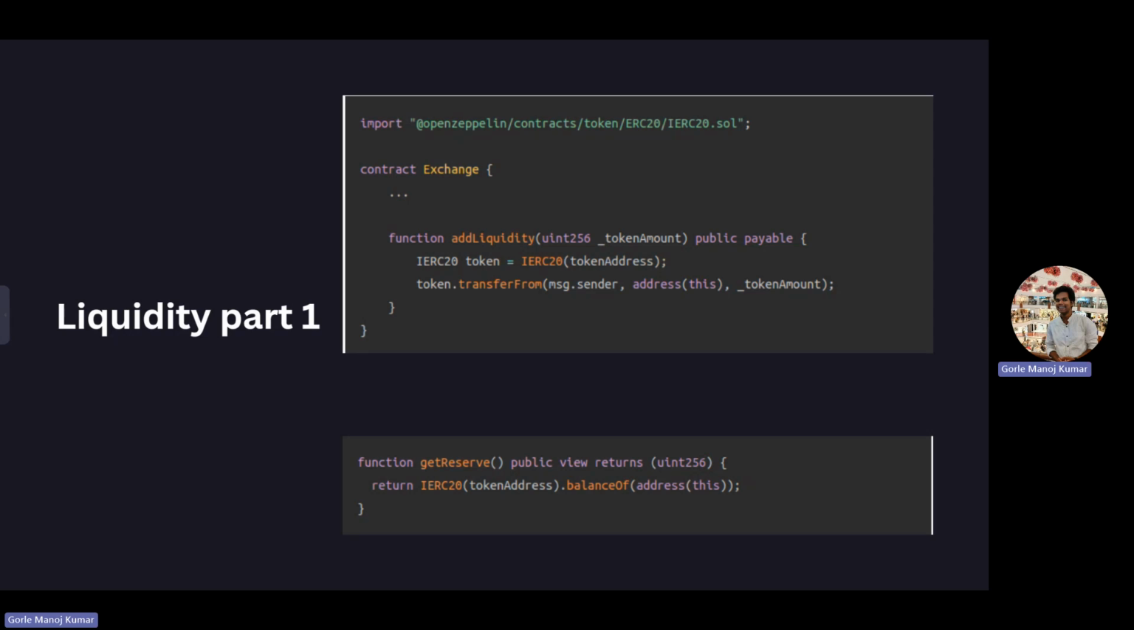What does this variable do here? This is referring to the contract that we are writing, right? The exchange contract. So from its address, tell me the balance of, how much is its balance. This is the reserve. So get reserve tells me what? It will tell me the quantity of the token in the contract, in the exchange. That is, how much token is in my reserve.